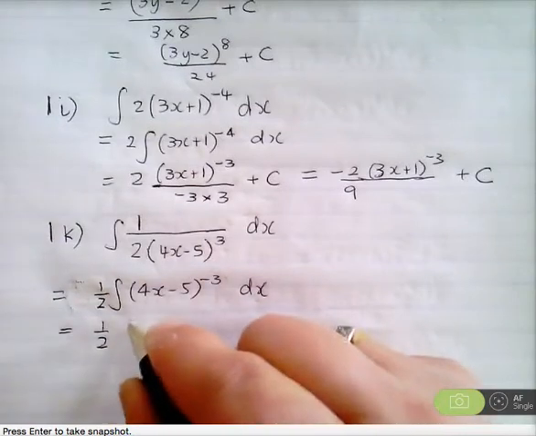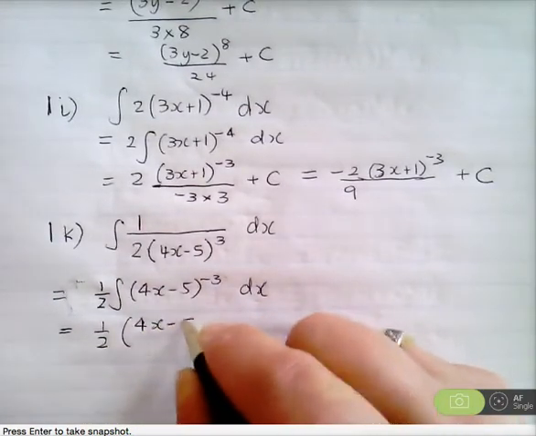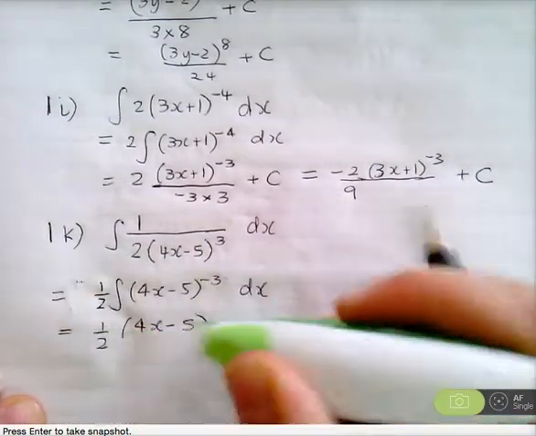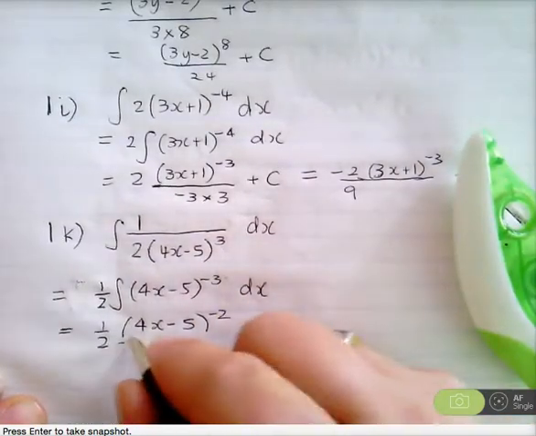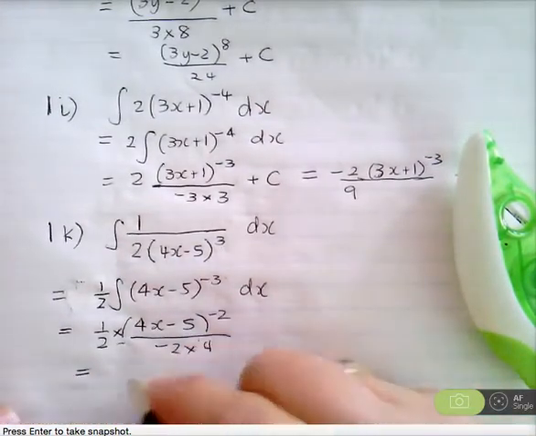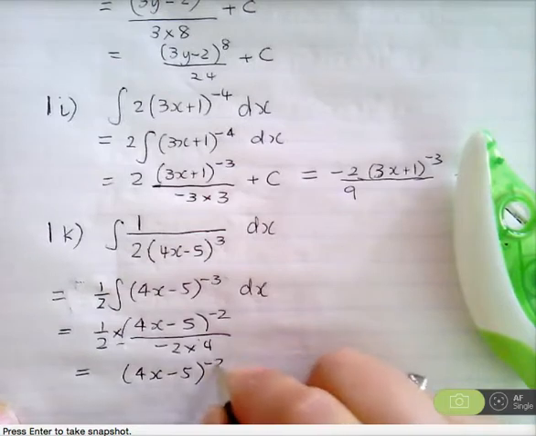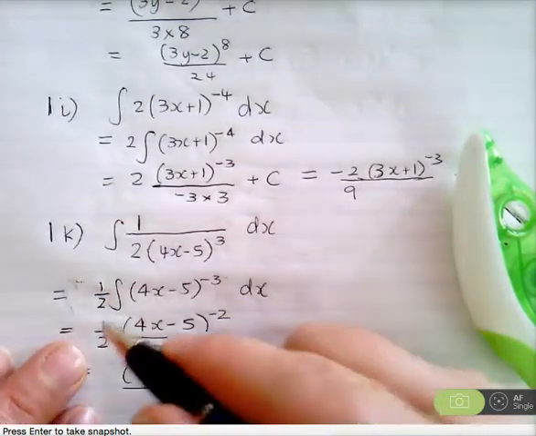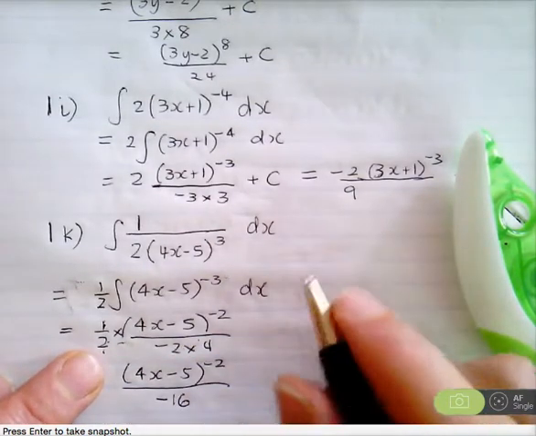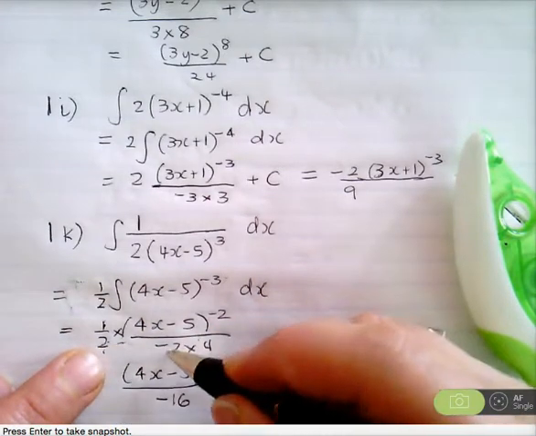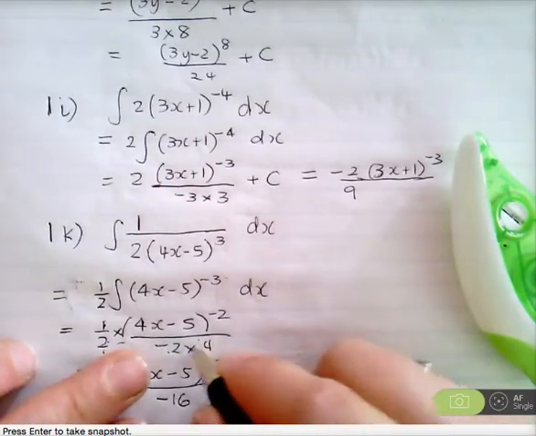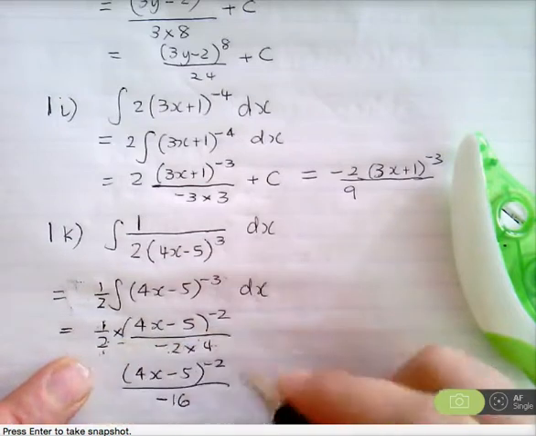So it's a half times, what have I got? 4x minus 5 to the what? Negative 2 over negative 2 times 4. This is a half times that. So on my numerator I've got 4x minus 5 to the negative 2, and on the denominator, just be careful, I've still got this half out the front. So on the denominator I've actually got negative 16. It's 2 times negative 2 times 4. The denominator is negative 16. So I did the negative 2 times 4 and I get negative 8, but remember I've got this half out the front.